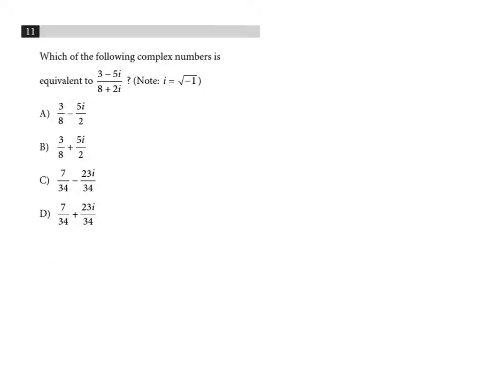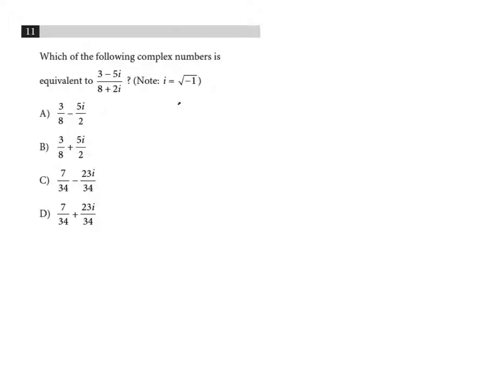Okay, number 11. Which of the following complex numbers is equivalent to (3 minus 5i) over (8 plus 2i)? Okay, well, if we want to simplify a complex fraction, or a fraction with complex numbers, one great thing to think about is multiplying by the conjugate. That's going to eliminate the imaginary part in the denominator.